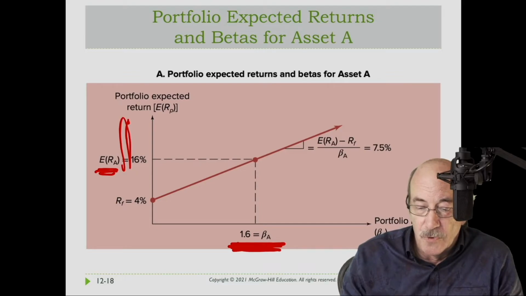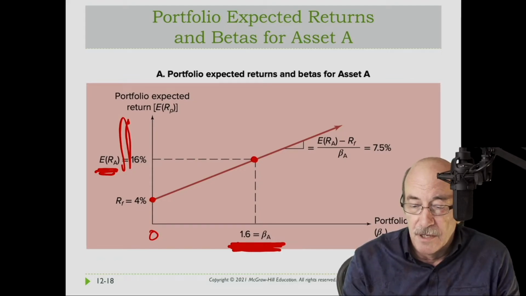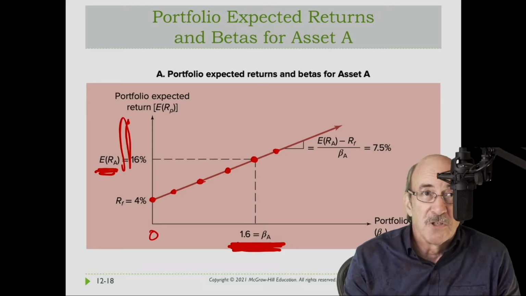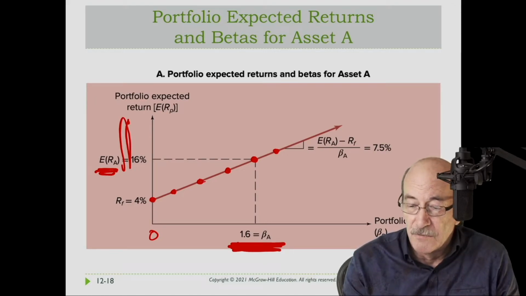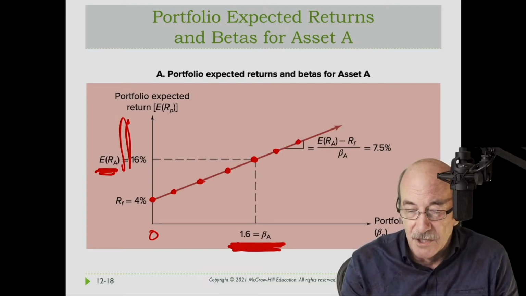All right, so with a beta of 0, our risk-free plot's right here. With a beta of 1.6, our risky asset A plot's right here. And then, you know, the 50-50 blend, 25 in the stock, 75 in the risk-free. Here's a 75 in the stock, 25 in the risk-free. Here's 125 in the stock and a short position of 25% in the risk-free. Here's the 150, and so on. It all plots out on this line.